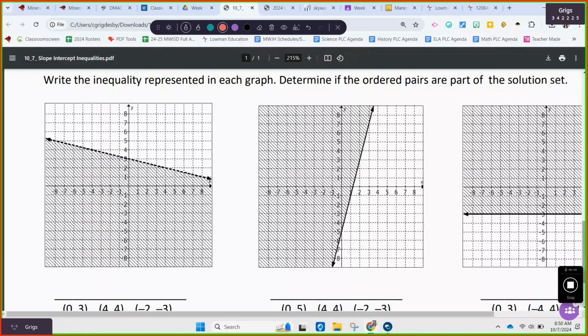Alright, so now what happens when we're given a shaded graph and we have to make the inequality ourselves? With your person, find the slope-intercept inequality of this. Go. I'll come back together. Find what slope inequality would represent this graph.